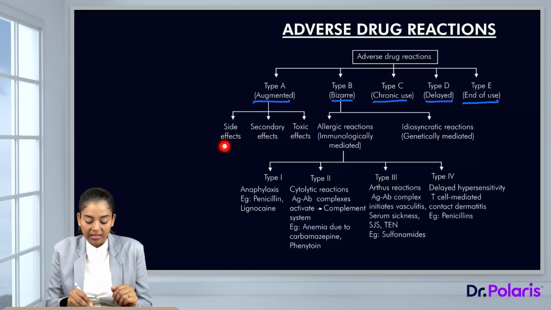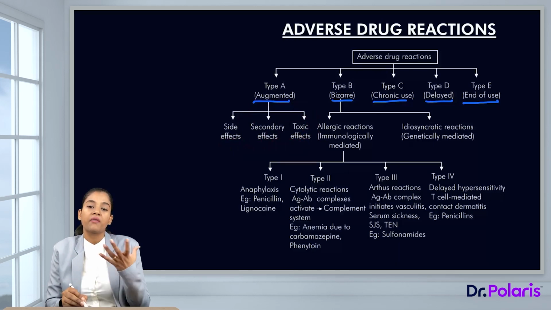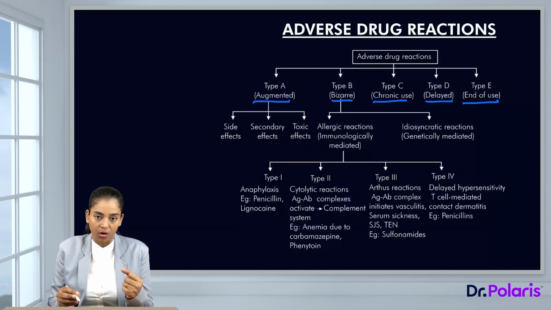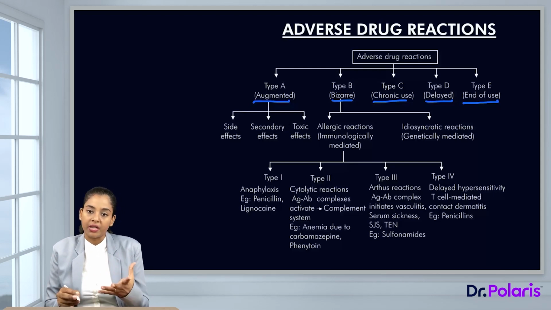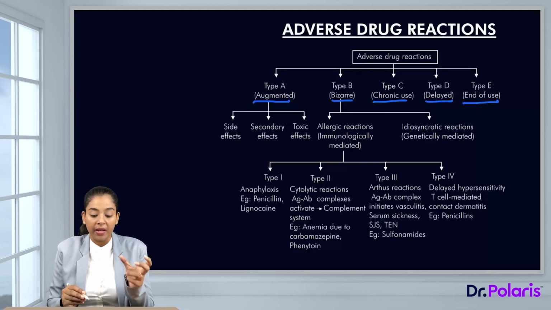These effects are understandable, that is, they are the actions of the drug. Say for example, you are giving a beta blocker for treating hypertension. So what is expected? They will reduce the BP. If the same drug causes hypotension, then that becomes type A, augmented effects.